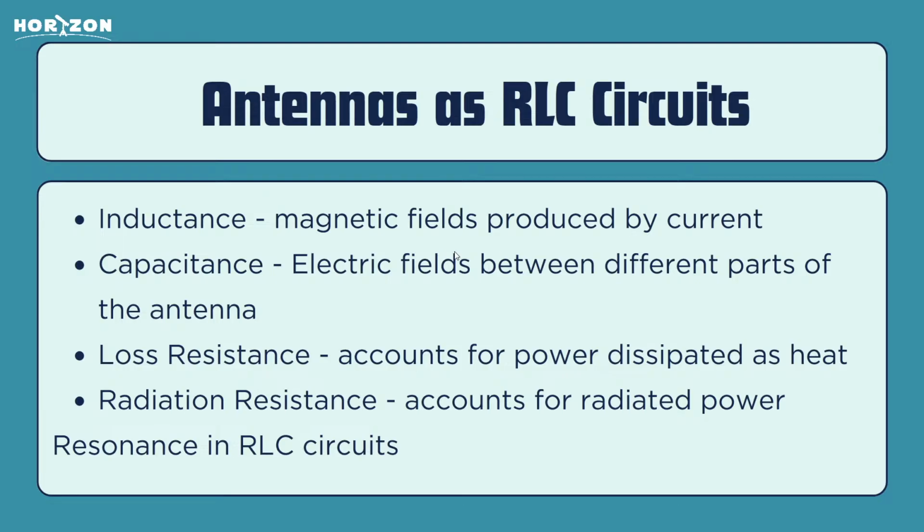RLC circuits have the resonance property when their inductive reactance and the capacitive reactance are equal in magnitude. When they are equal in magnitude and opposite in sign, so when they cancel out, at this resonant frequency, the antenna's impedance becomes purely resistive.